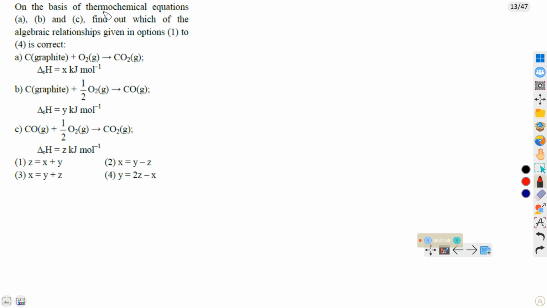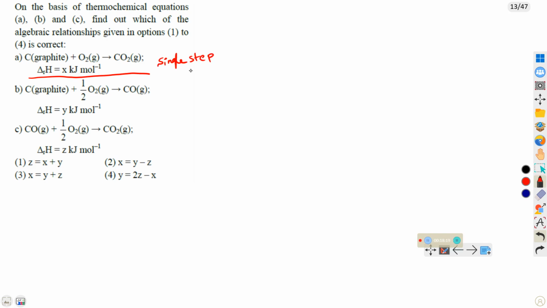On the basis of thermochemical equations A, B, and C, find out which of the algebraic relationships given in options 1 to 4 is correct. The first reaction, CO2 preparation, is a single step.